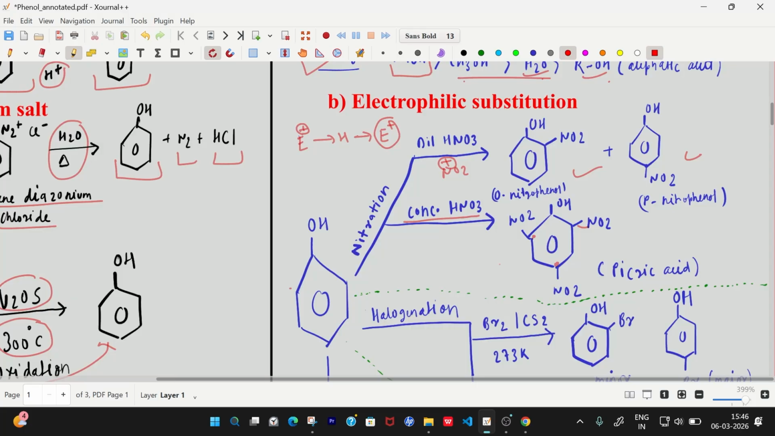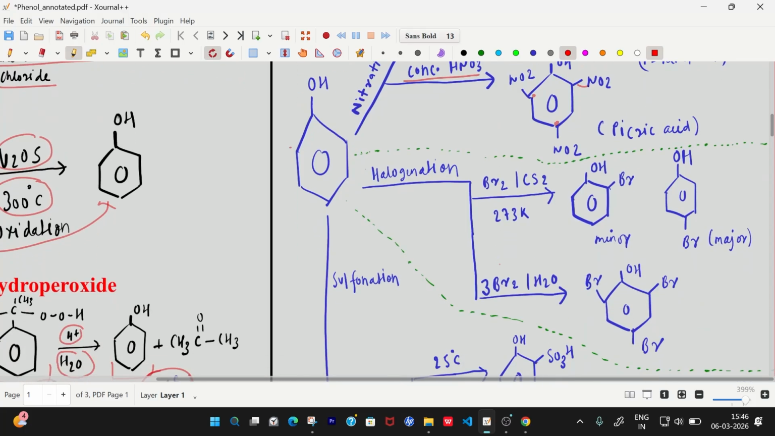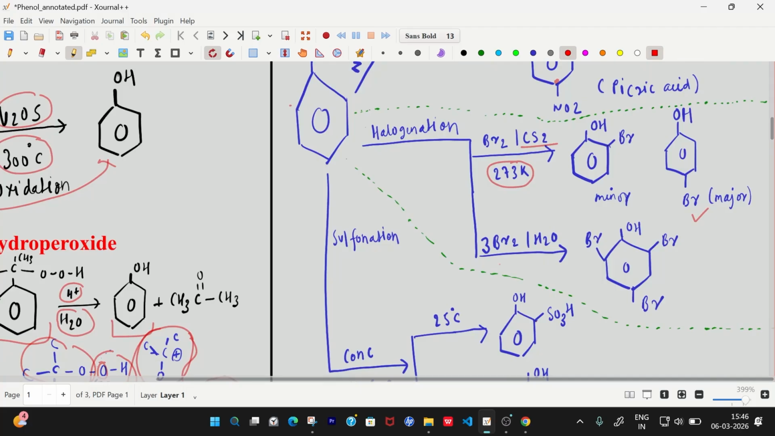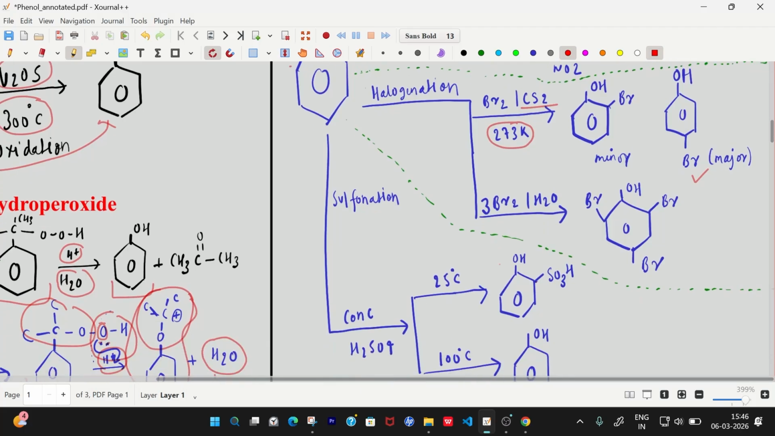form picric acid. The second reaction is the halogenation reaction, where we are doing bromination, and if we pass Br2 in the presence of CS2 at 273 Kelvin, then we get bromo at the ortho and para positions of phenol to form monobromophenol and para-bromophenol, where the para product is major and the ortho product is minor.